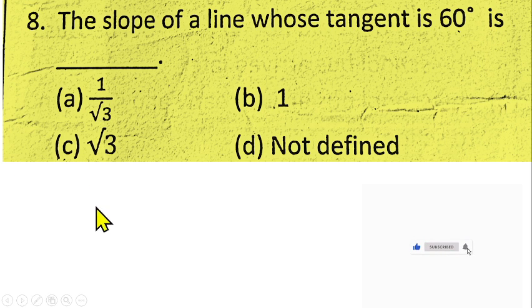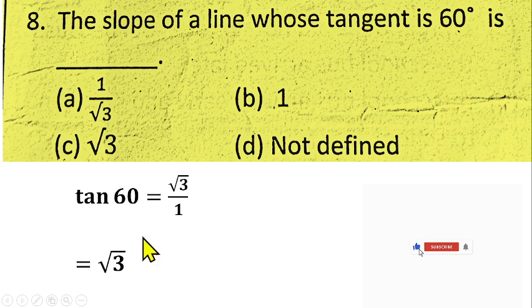Of course, tan 60 is the same thing as change in y over change in x, which is talking about gradient. So technically, we are asked to find the gradient, which is the same thing as tan 60. Tan 60 is root 3 over 1, and that will give us root 3, which is option C.